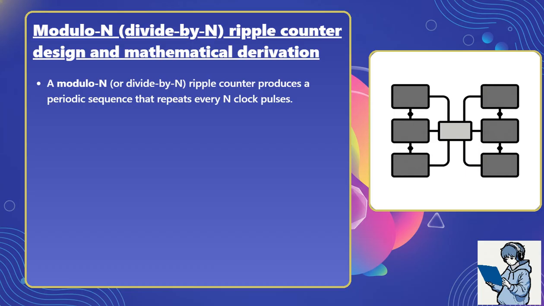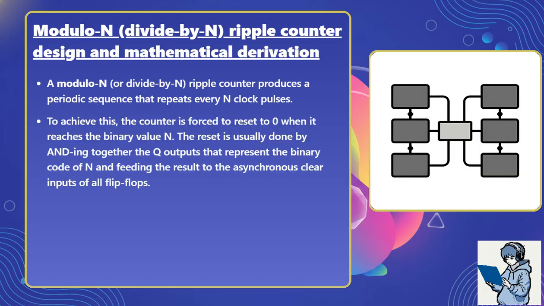A modulo n, or divide by n, ripple counter produces a periodic sequence that repeats every n clock pulses. To achieve this, the counter is forced to reset to 0 when it reaches the binary value of n, and the reset is usually done by ANDing together the Q outputs that represent the binary code of n, and feeding the result to the asynchronous clear inputs of all flip-flops.